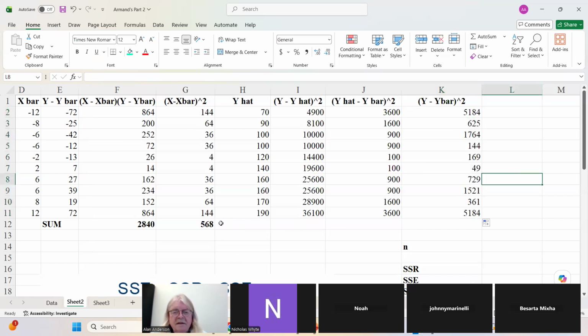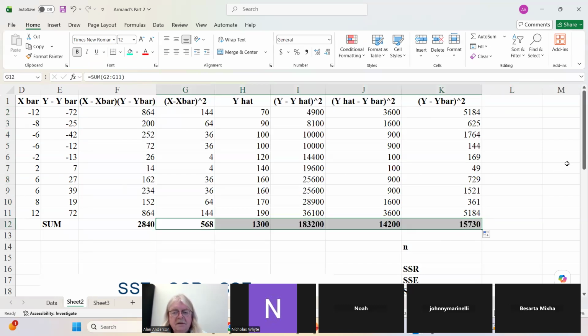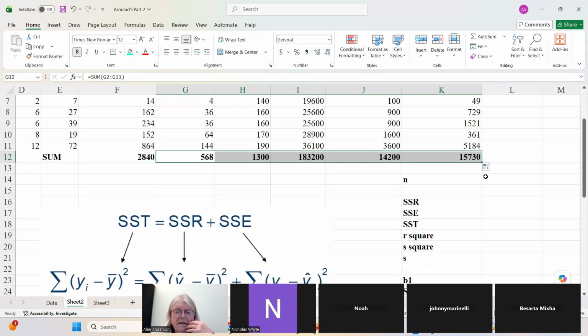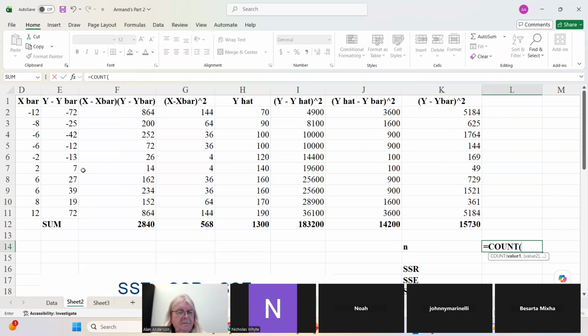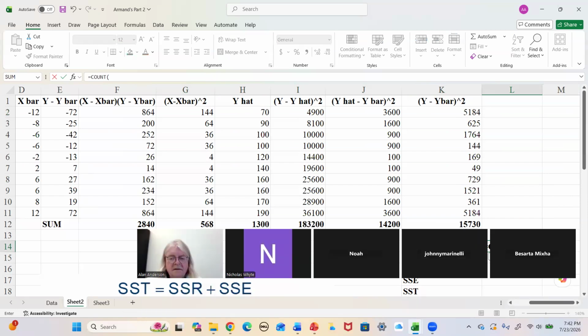Now we need sums down here, so I'm just going to drag this across. Oh, that was fast. All right, now n is the number of observations. We can just go to count, go back to the x's and y's.